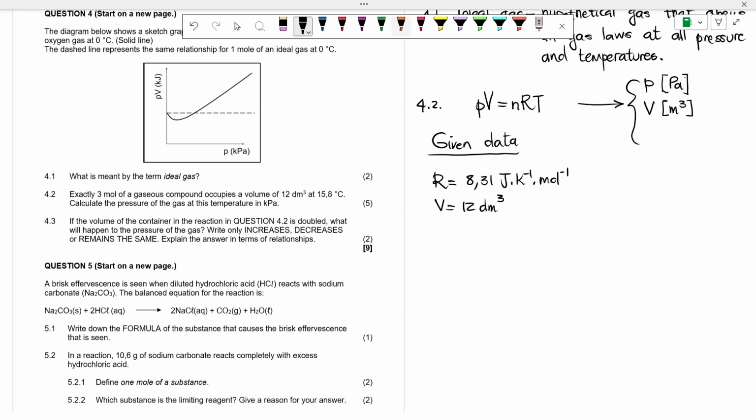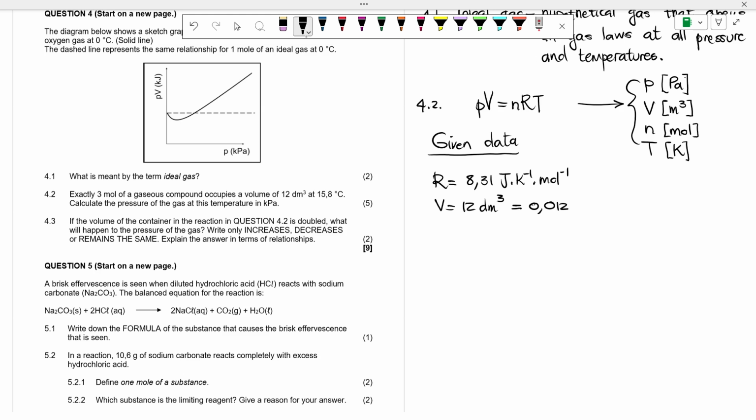Please don't forget that part. N is pretty standard, it's going to be in moles. R is a constant, so the units are already given. Temperature is going to be in what units? Kelvin. Kelvins, yes. So that's the units that you need to remember. Pressure, Pascal. Volume, meter cubed, not decimeter. N, moles. T, Kelvin. Alright, so to convert decimeter cubed to meters cubed, you need to divide by 1,000.